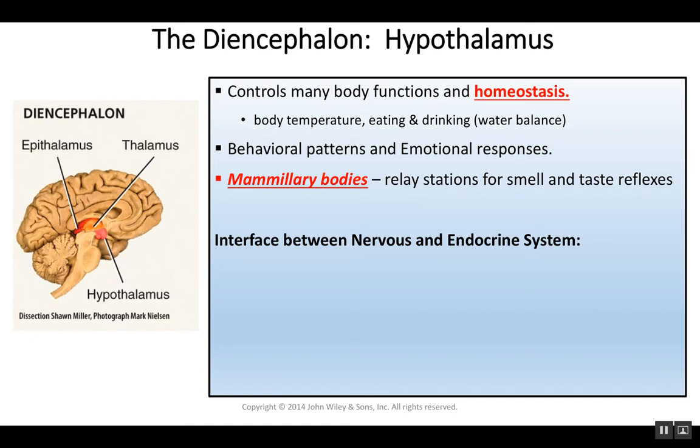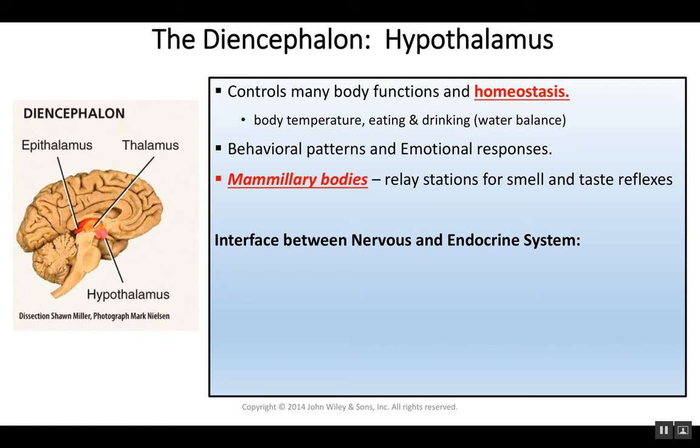Then it also is a major interface between your nervous system and endocrine system. So this organ, the hypothalamus, plays a vital role in both systems. It's nervous system, involving these homeostatic balances, body temperature, eating, drinking. It also connects to the pituitary gland, which is known as your master endocrine organ. So it helps influence your pituitary, which then influences many of your hormones that are produced.